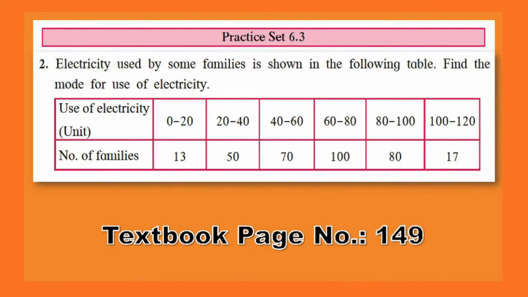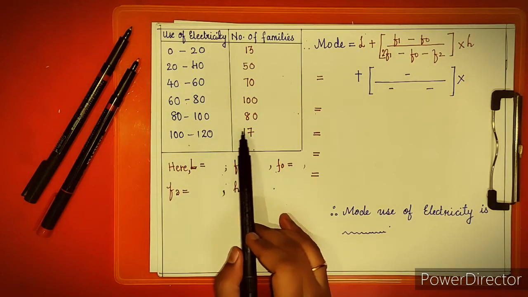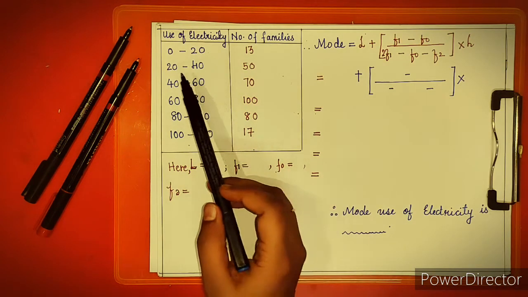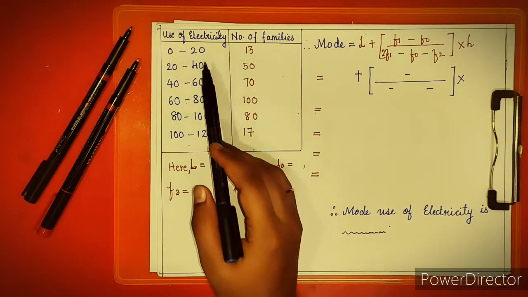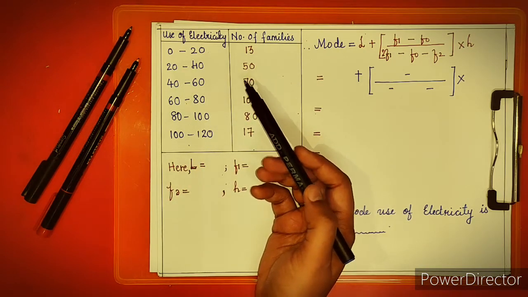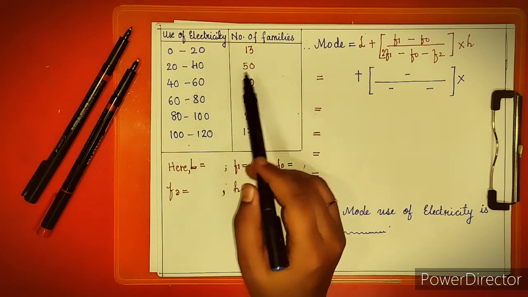Question number 2. Electricity used by some families is shown in the following table. Find the mode for use of electricity. So here we have made 2 vertical columns. In the first column we will fill the data, which is the information about the use of electricity, given from 0 to 120 in continuation. You will see there is a continuation, so we don't have to make an extended column. And the second column is the number of families who are using the electricity.